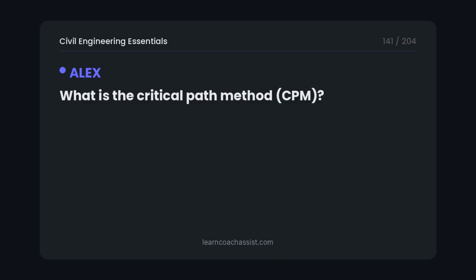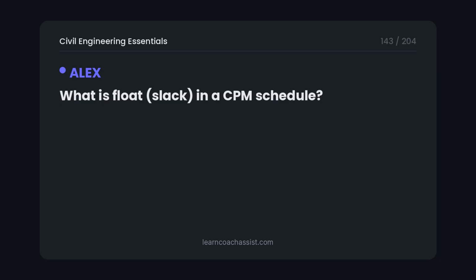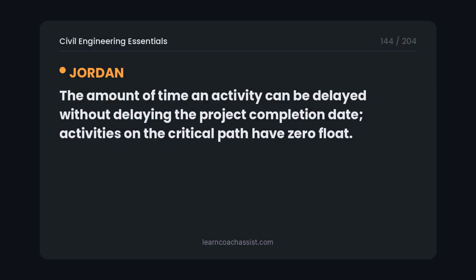What is the critical path method, CPM? A project scheduling technique that identifies the longest sequence of dependent activities, critical path, determining the minimum project duration. Any delay on this path delays the project. What is float, slack, in a CPM schedule? The amount of time an activity can be delayed without delaying the project completion date. Activities on the critical path have zero float.